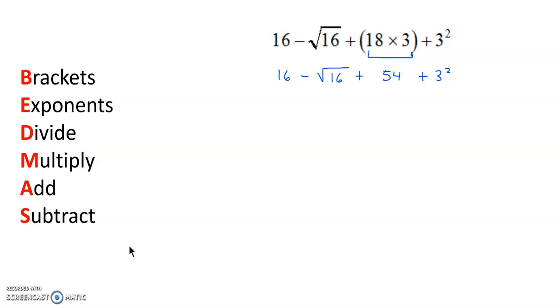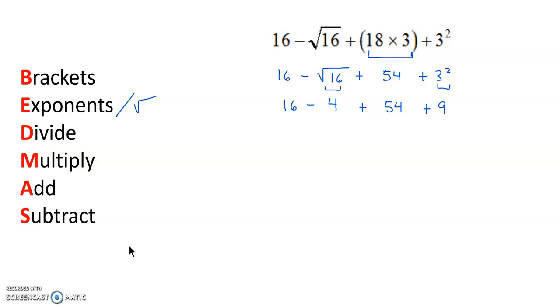So now that we've done the brackets, we can go to our next part of BEDMAS, which is exponents. Remember, exponents also means square roots. So we can actually do two things now. We can do the square root of 16, which is 4, and we can do 3 squared, which is 9. And again, we copy everything from above, our plus signs, our minus signs, and our numbers so that we're organized. You don't want to make a mistake just because you made a misstep on copying.